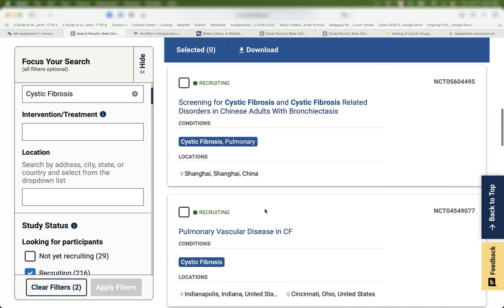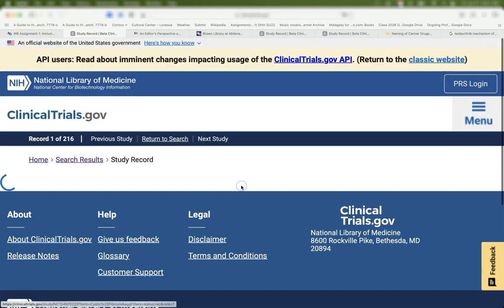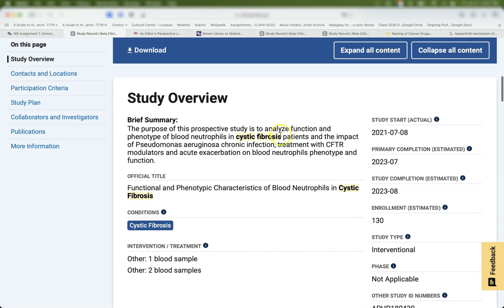But let's say you're looking at this blood neutrophil thing. So let's see, is this a therapy, or are they trying to learn about the function? Well, this is more an investigational study to find things about the function and phenotype of these patients' neutrophils. So this would not meet our qualification because it's not talking about a clinical intervention. It's gathering information, not testing something out that we can see in the summary.